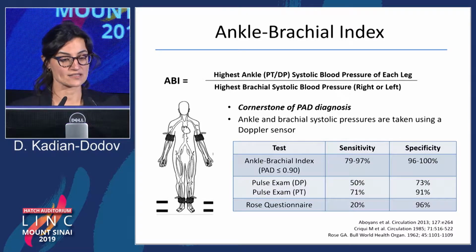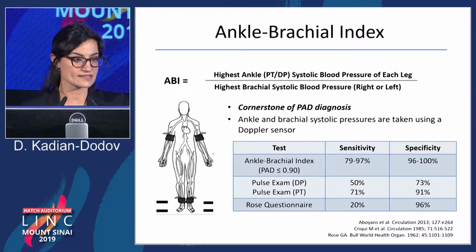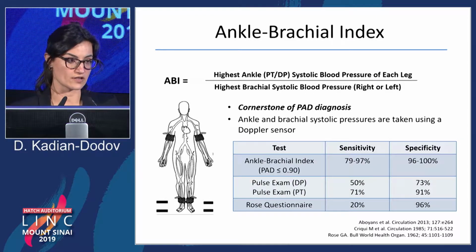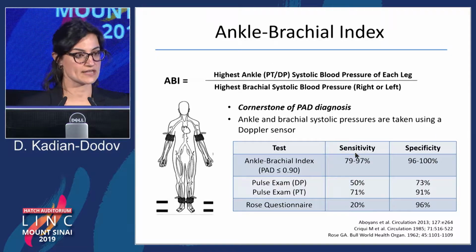As you heard in the last talk, this is the ratio of the ankle systolic pressure of each leg over the highest of the systolic pressure between the right or left arm. So if you're going to do in-office ABIs, you have to take the blood pressure in both arms. Because if they have a blockage in the subclavian artery, the systolic pressure in the brachial on that side is going to be low, and you'll get a false ABI if you do that. So this is the cornerstone of the PAD diagnosis.